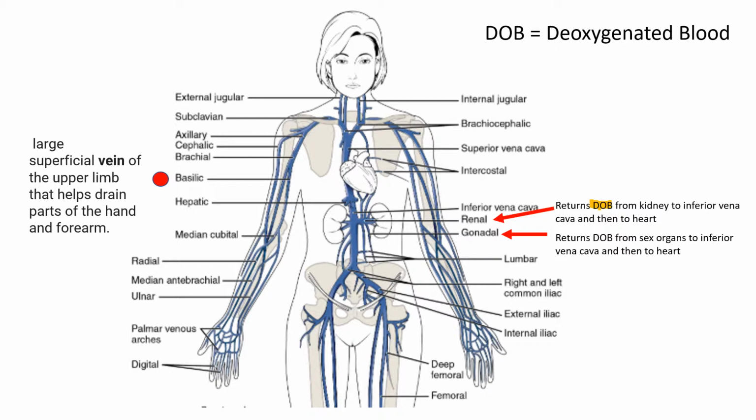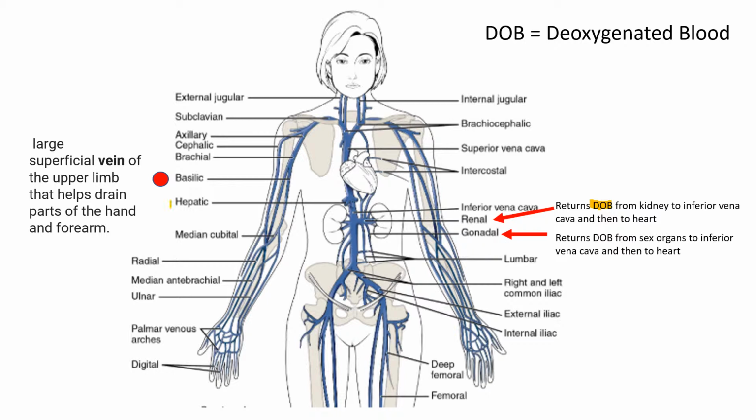the vastness and variety of veins. And again, the veins are simply returning deoxygenated blood to the heart, to the right atrium. Then it goes to the left atrium, then goes to the lungs and comes back to the heart. Okay, so let's just look at some of them specifically.